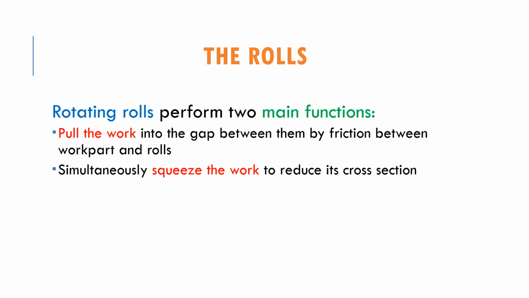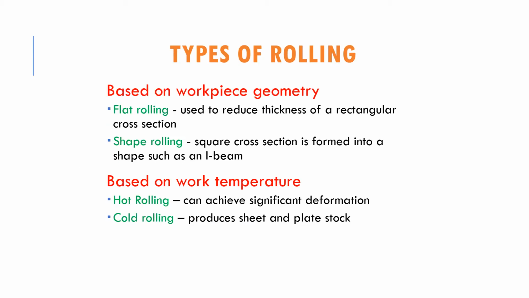The rolls perform two functions during the process. One is that they pull the work into the gap between them through friction, and the second is that they simultaneously squeeze the work in order to reduce the cross section. Now, types of rolling can be classified into two: one based on the workpiece geometry, and the second based on the work temperature.